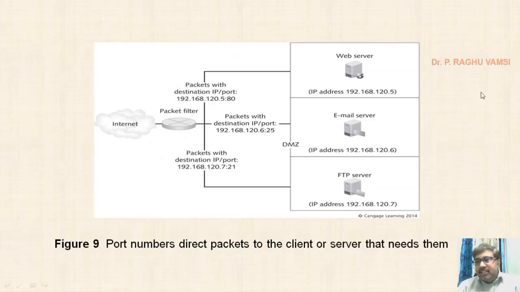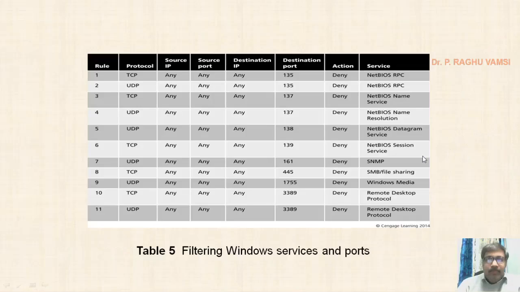And after this DMZ, you may also place a packet filter over here, which is also called the internal firewall. And from this, you may also set a rule about which traffic is to be allowed internally. This is an example here. The rules and protocol, source IP, source port, destination IP, destination port, action, and what is the service to be accessed. So in the case of 135, NetBIOS, network basic input output system, RPC will be used.